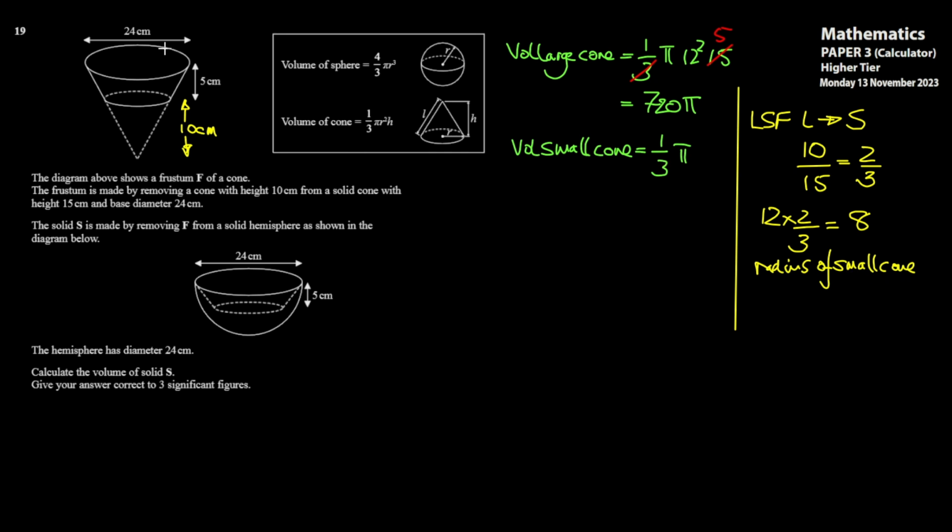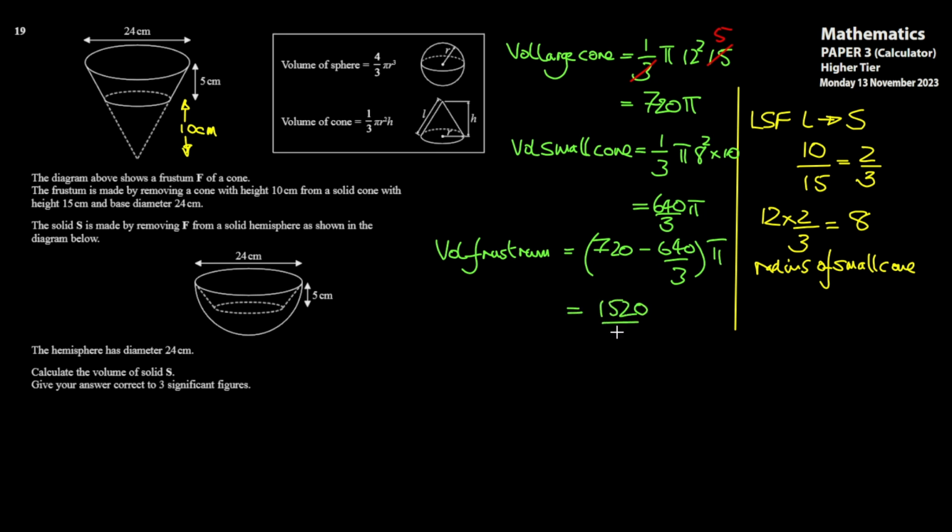So we can now put that into our formula here. This will be 8 squared multiplied by the height of the cone, which is 10. And if you work that out, leaving pi in the equation, you get 640 divided by 3 pi. So going on, we might as well get the volume of the frustum. That's going to be equal to the volume of the large one, which is 720, minus 640 over 3, and this will be multiplied by pi. Simplifying that, you get 1520 divided by 3 pi. We're well on the way.